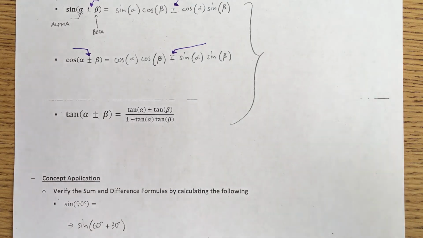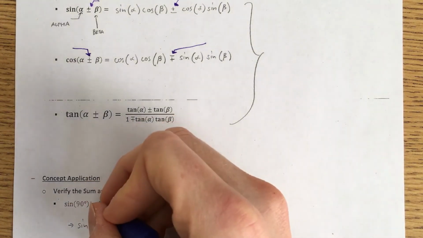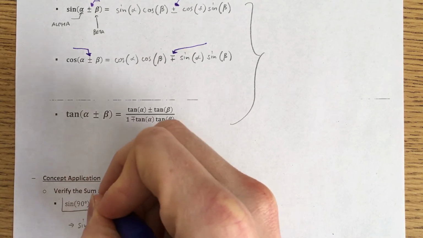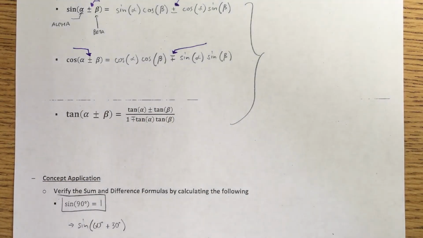We can also, if we refer to the unit circle, at 90 degrees, we already know what sine is. So after we do all of our simplifying, we should get that sine equals 1, because if I look at 90 degrees, the y-coordinate is 1, which means that the sine of 90 is 1. Now we use our formula.